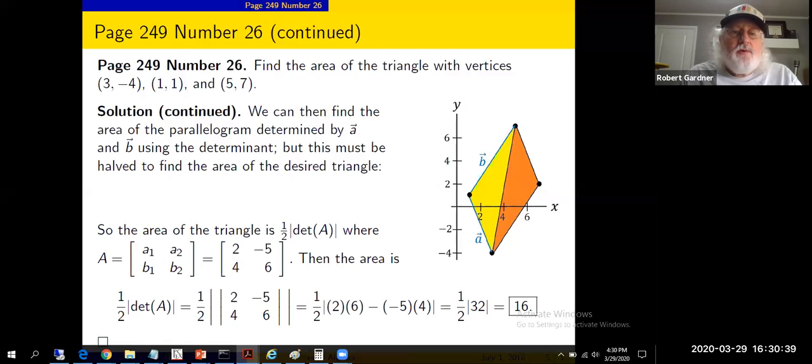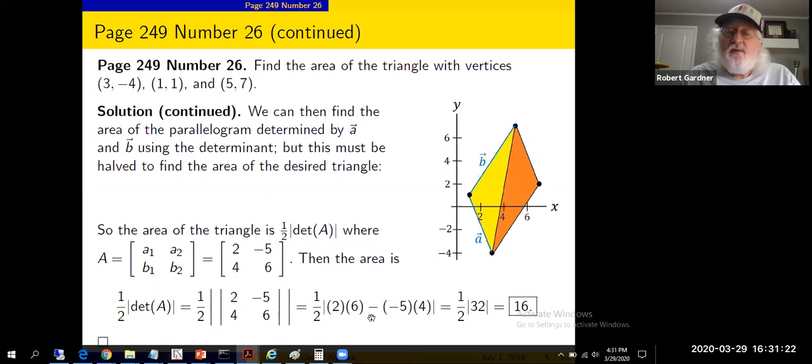So the area of the triangle would be 1/2 the absolute value of the determinant of matrix A, where matrix A has the components of vector A and vector B as its rows. Vector A had components 2, negative 5, vector B had components 4, 6, so that'll produce this matrix. We want 1/2 the absolute value of the determinant of that matrix. For the determinant, we'd have 2 times 6 minus negative 5 times 4.